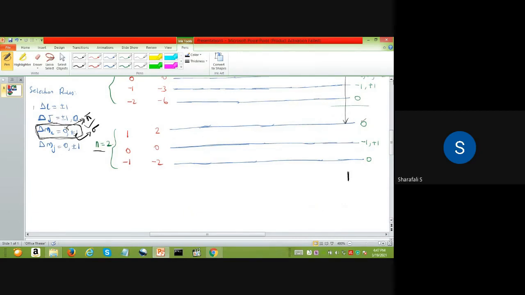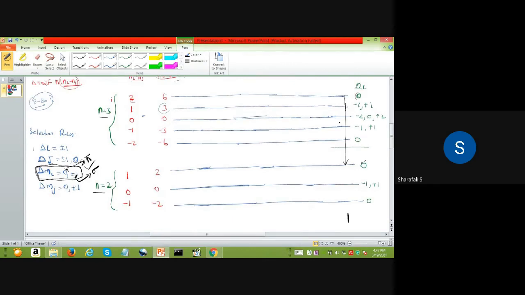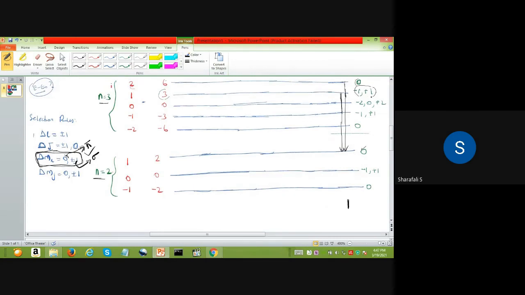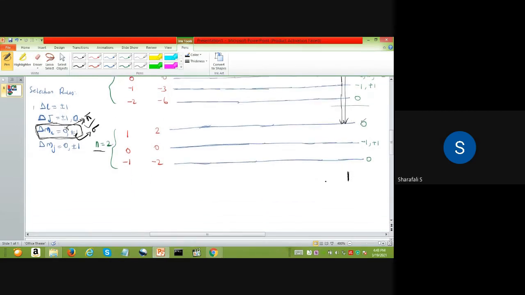Okay. Next, I will draw the next transition, which is from minus 1, plus 1 to 0. This one to 0, the same 0. So what is that difference delta ml? Delta ml is minus 1 or plus 1 minus 0. So that will give you minus 1 or plus 1. So that is sigma component. I will just put it below this baseline. So this is my sigma component.